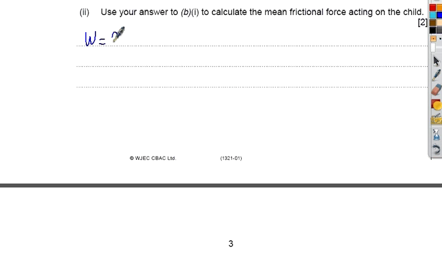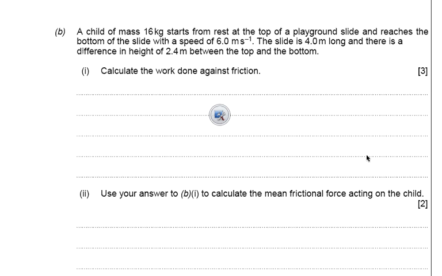W is 90 joules. The distance along the slide, I'll have to scroll back up to remember that one.